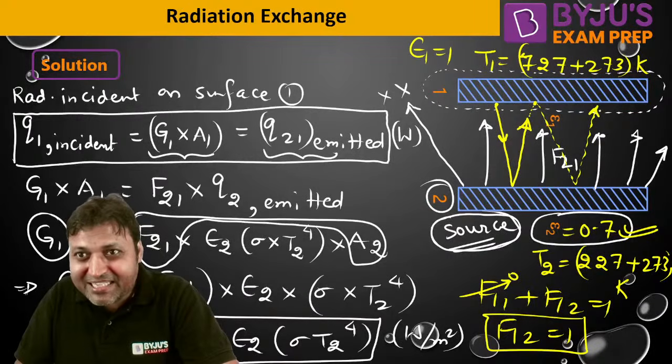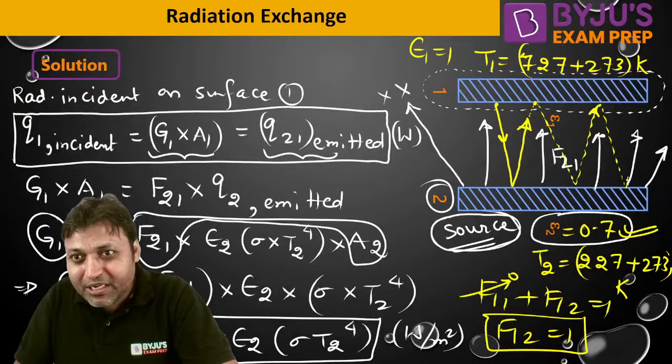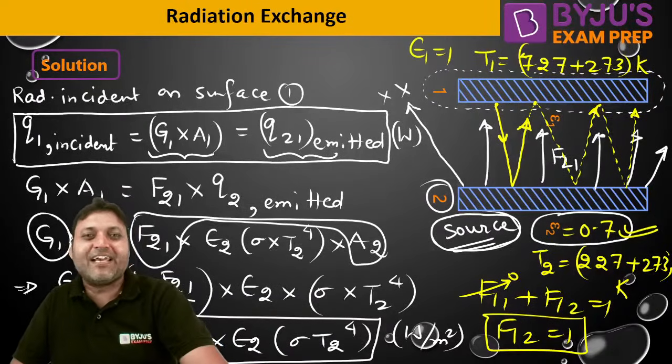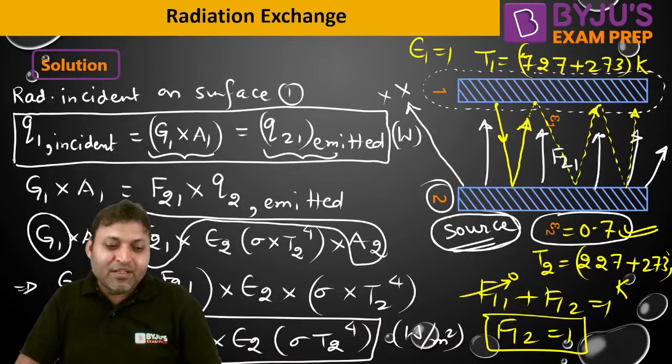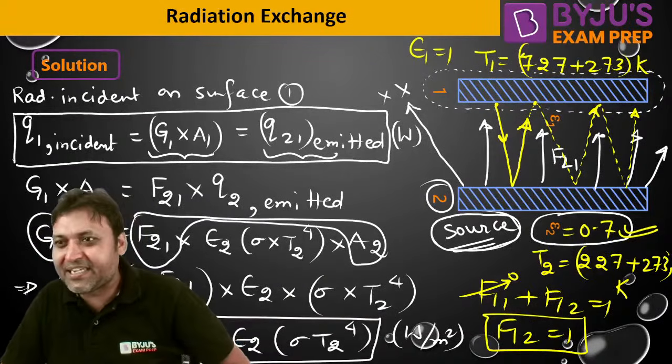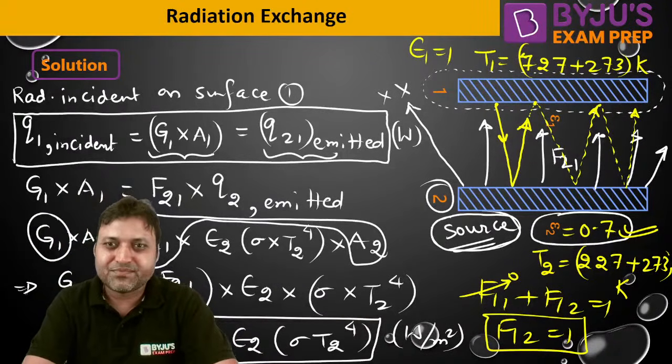Then again it will be considered as part of irradiation. Then reflected by 2, reflected by 1, and then again reflected by 2. So it will not be possible to calculate the irradiation for surface 1 if the surface 1 is taken as the source of radiation. I hope it is clear to everyone.